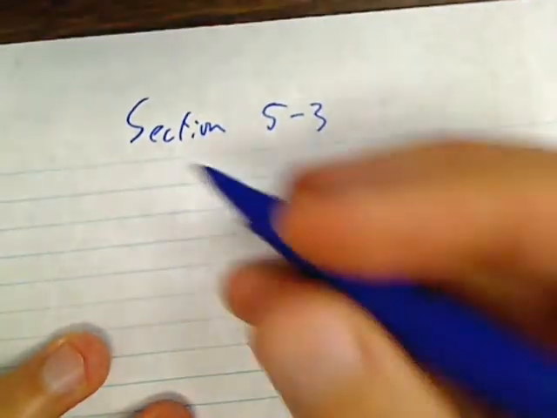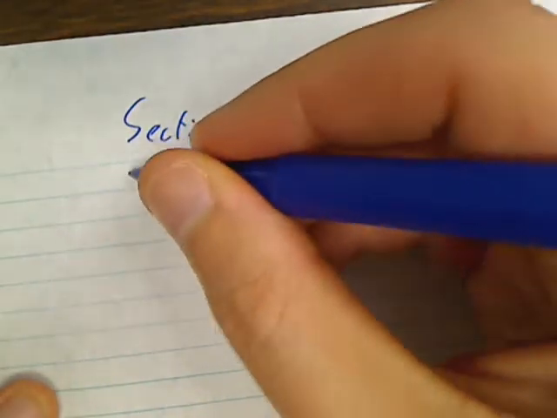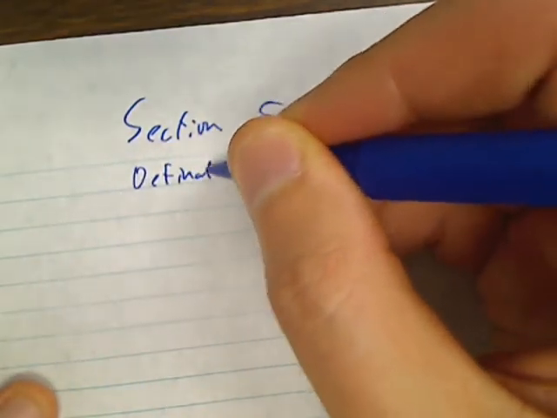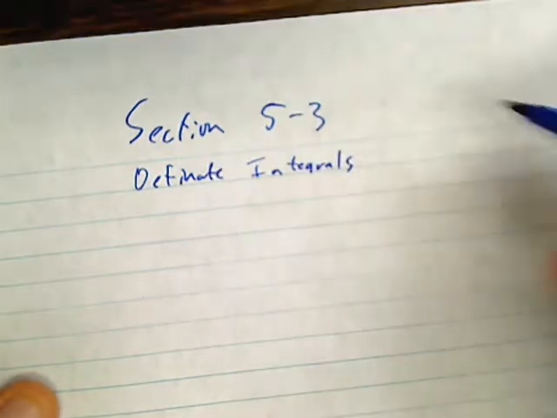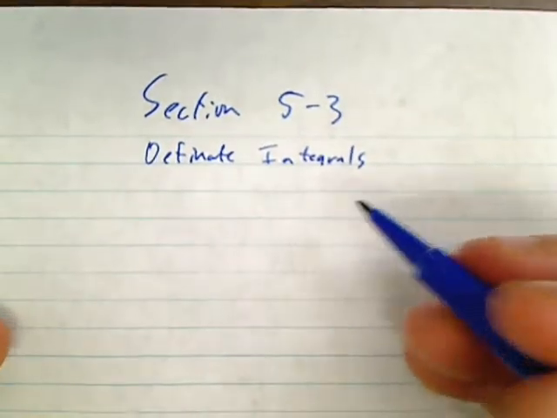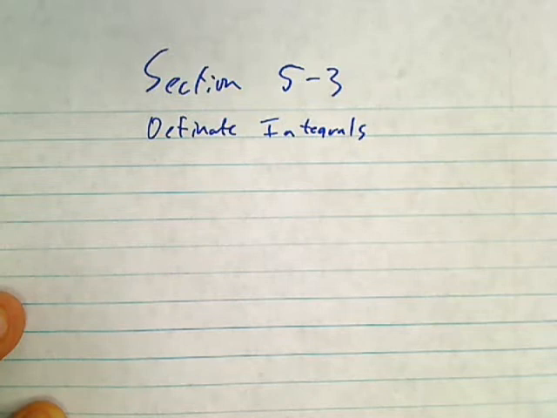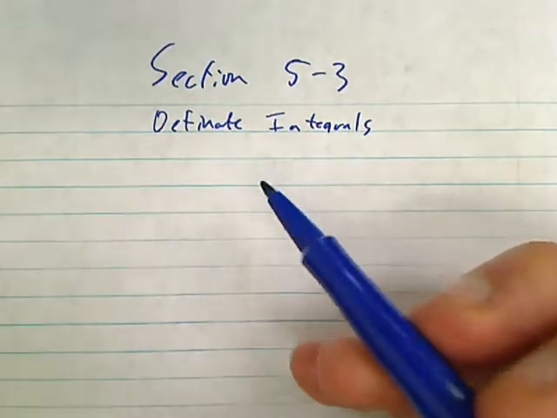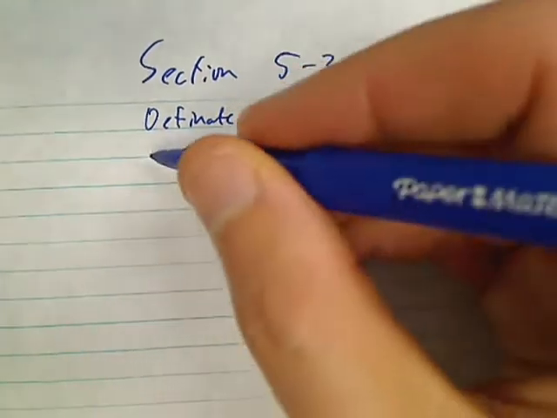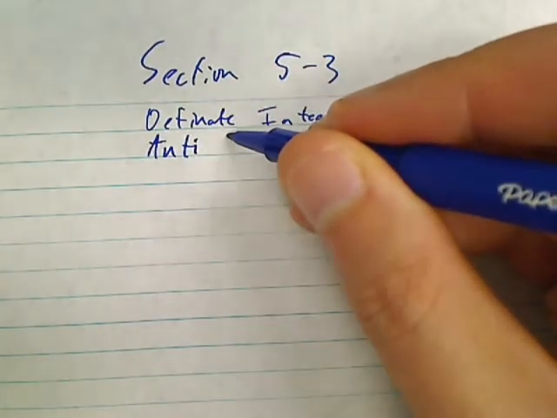Okay, section 5.3, we have definite integrals and antiderivatives. A definite integral is an integral that we actually can compute the value. Later on we'll have some that are just formulas, but a definite integral is when we actually plug in those values. The other thing, antiderivatives, and we already talked a little bit about how those are related.